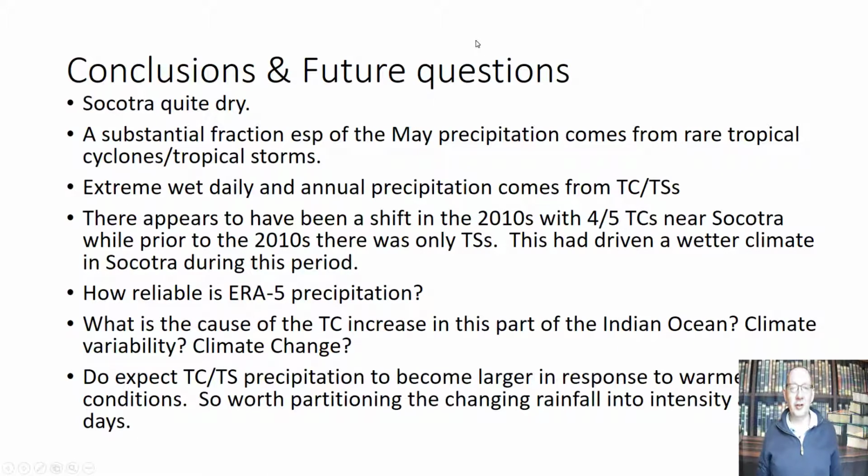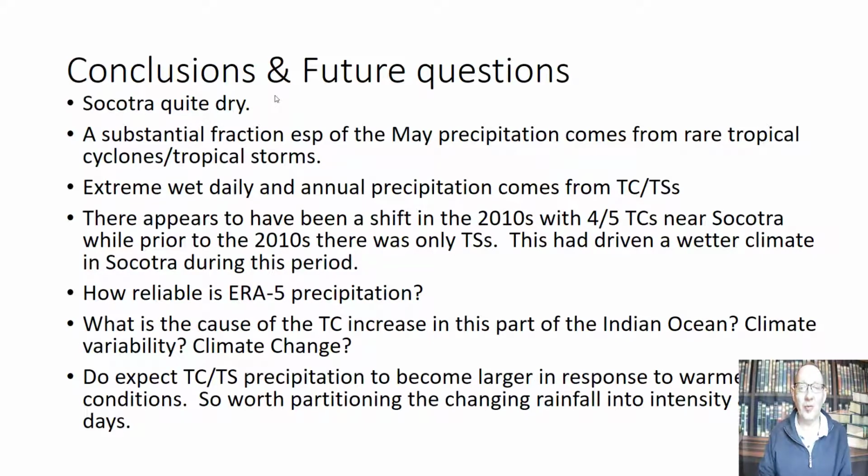So, conclusions and future questions. Socotra is quite dry, that's what we've seen so far. A substantial fraction, especially the May precipitation, comes from rare tropical cyclones and tropical storms. They're very rare, but they bring quite a lot of rain, or have brought quite a lot of rain, especially in May. And the extremes in wet daily and annual precipitation appear to come from tropical cyclones and tropical storms.